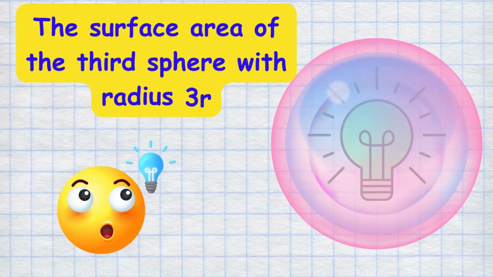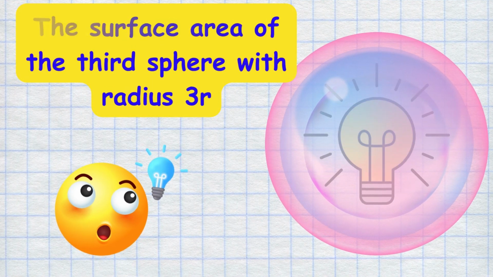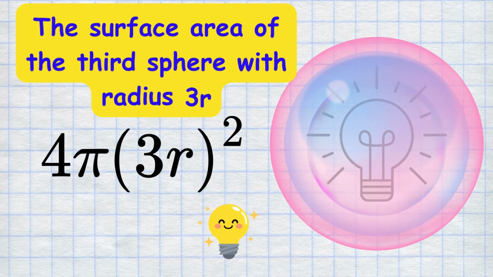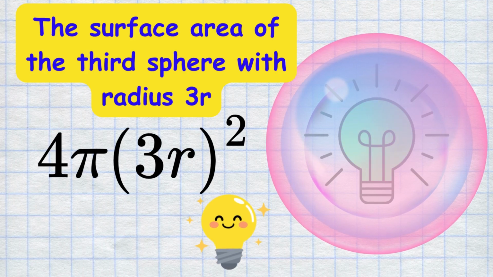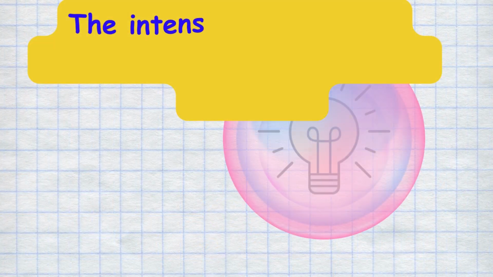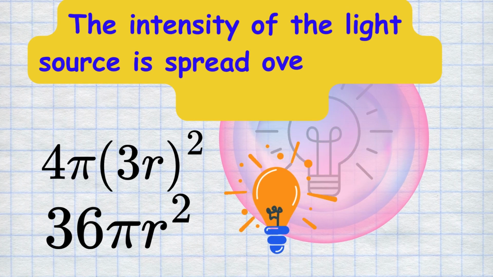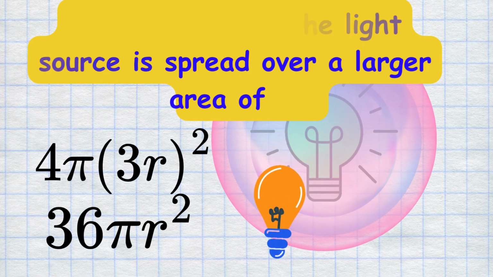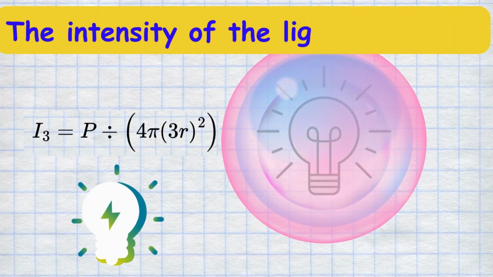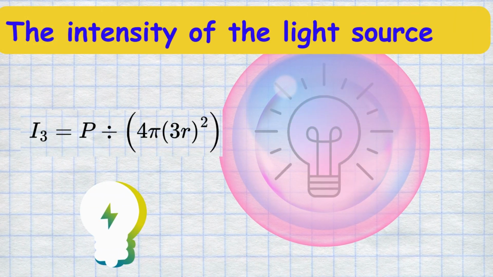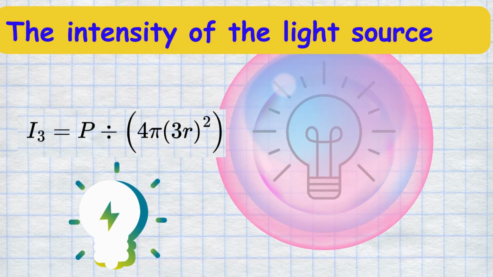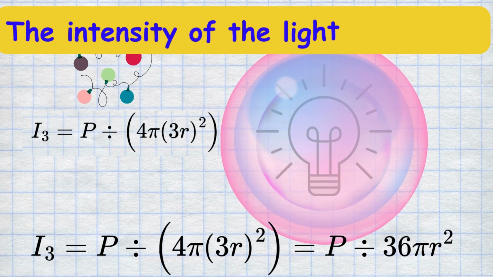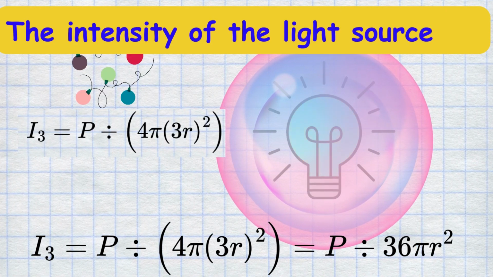Now we add a third sphere of radius 3r. The surface area of a sphere in this case is 4 pi times 3r the whole square. The intensity of the light source is spread over a larger area of 36 pi r square. Or we can say that the intensity I3 equals P divided by 4 pi times 3r the whole square, which equals P divided by 36 pi r square.